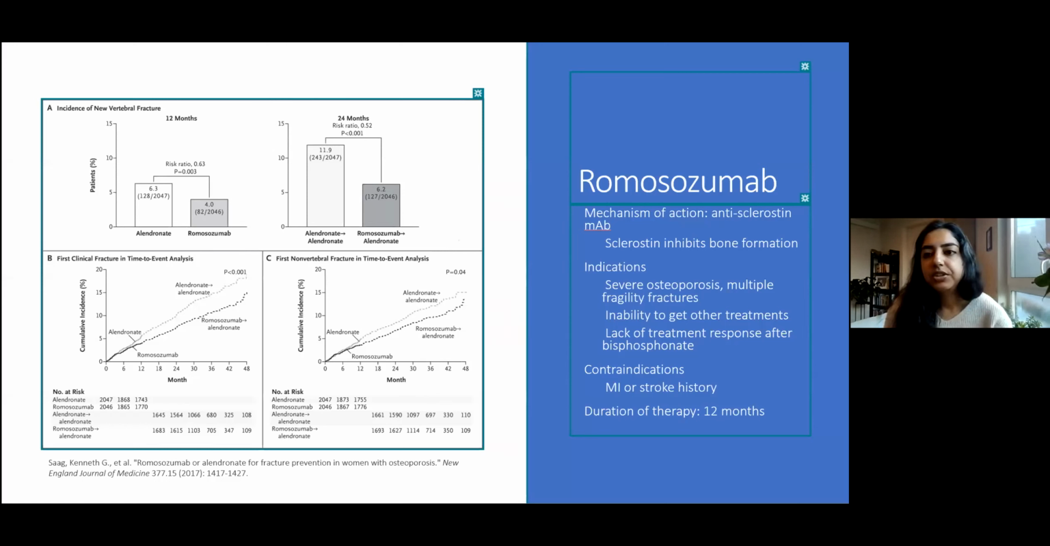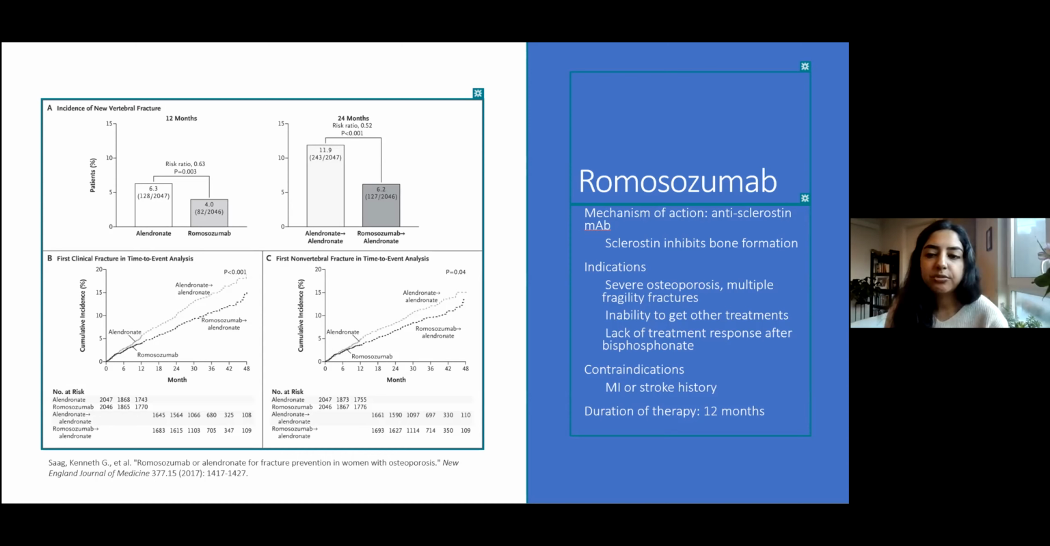Romosozumab is kind of like the new hot medication in osteoporosis. It's a monoclonal antibody against sclerostin. Sclerostin is a protein that's secreted by osteocytes, which is what osteoblasts become when they enter the bone matrix. Sclerostin inhibits bone formation. So this is inhibition of bone formation, resulting in a net gain.